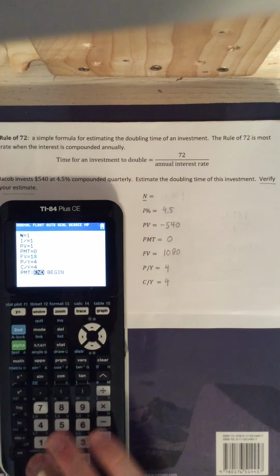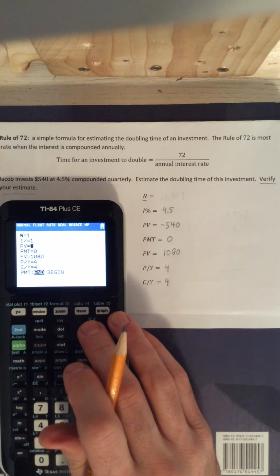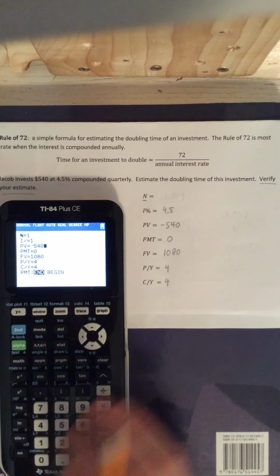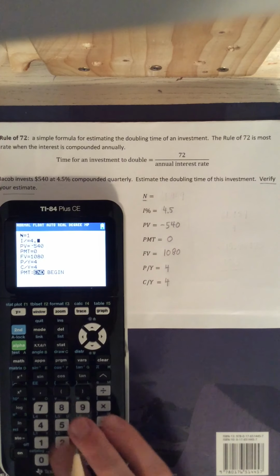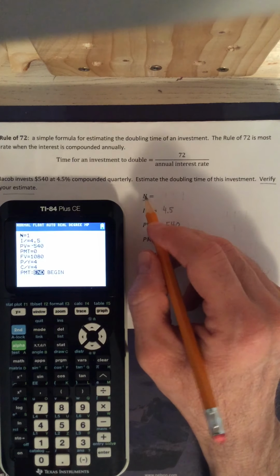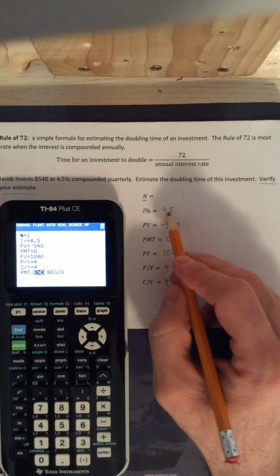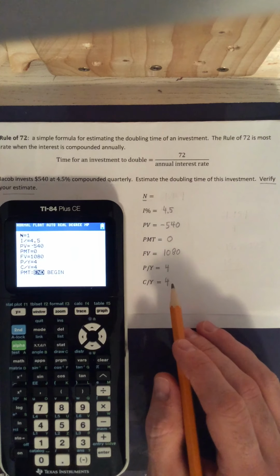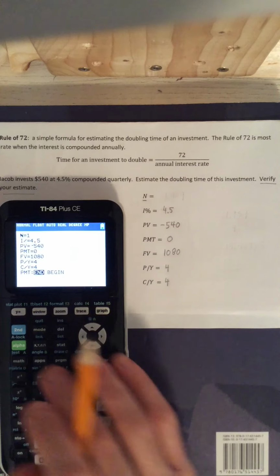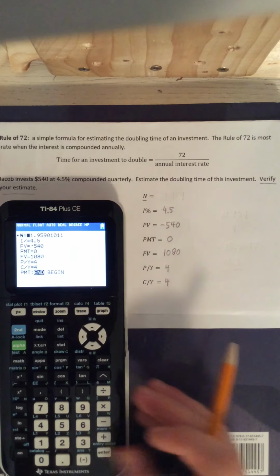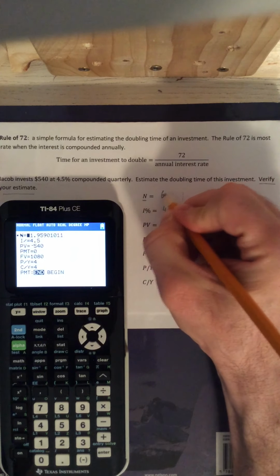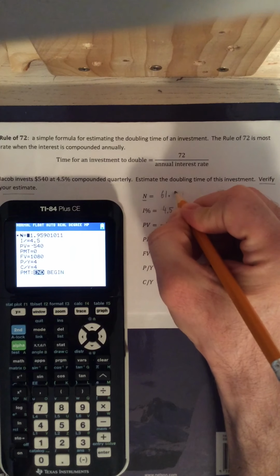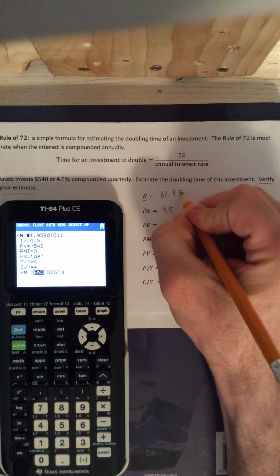And once we have all this information inputted into the calculator, we go up and we highlight the N, and I'm just going to make sure that I have all these in correctly. Highlight the N, press alpha and enter, and we get that the number of compounding periods is 61.959.